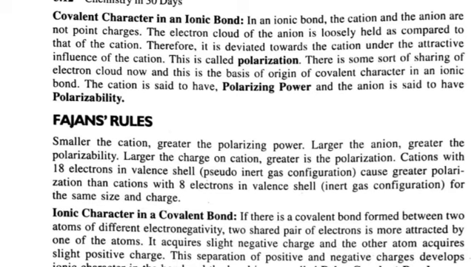As I already told you, when highly electronegative elements attract the atoms towards themselves, there is some more sharing of the electron cloud.